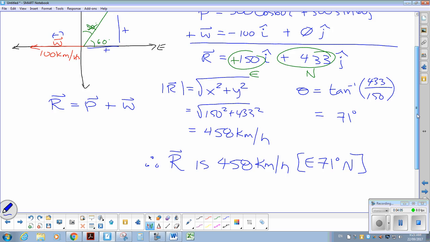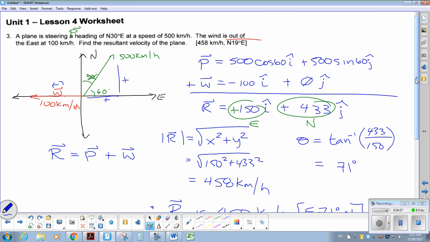Again, when you look at the answer, it's given as north 19 east. If we were to write the complement of that, flipping it around and reading it from the east, 90 take away 19 would give us 71 north. So it turns out to be the same direction. They're just referencing a different axis.